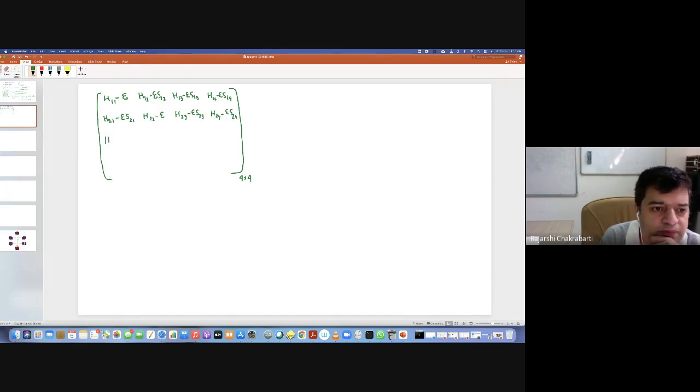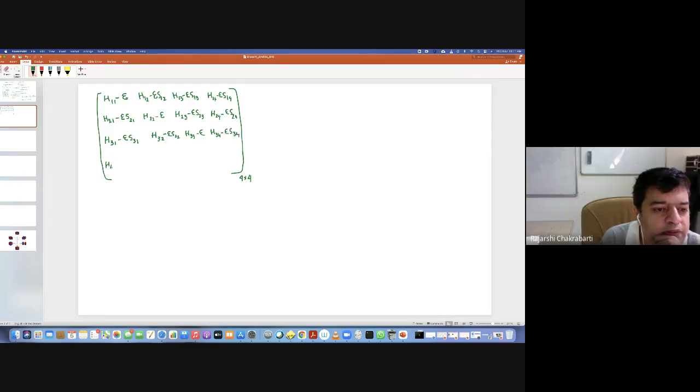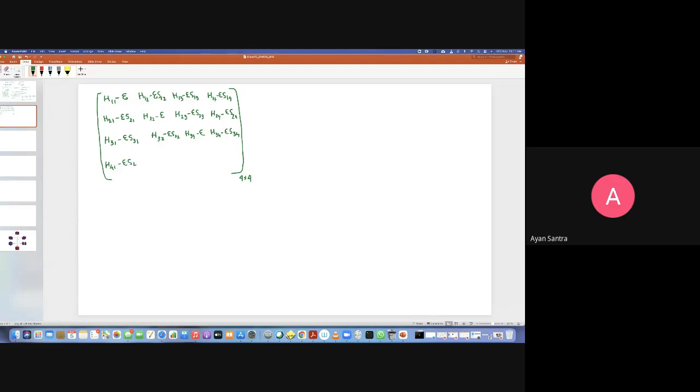What about this? This one is H31 minus script E into S31, then H32 minus script E S32. H33 minus script E S33, H34 minus script E S34, right? What about this one? H41 minus script E into S41. H42 minus script E into S42. This one, H43 minus script E into S43. And this one, H44 minus script E.